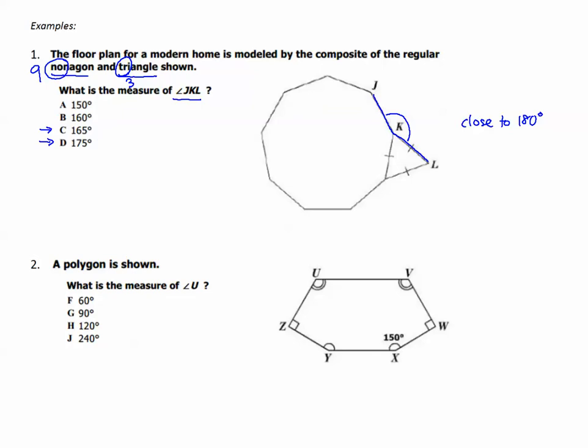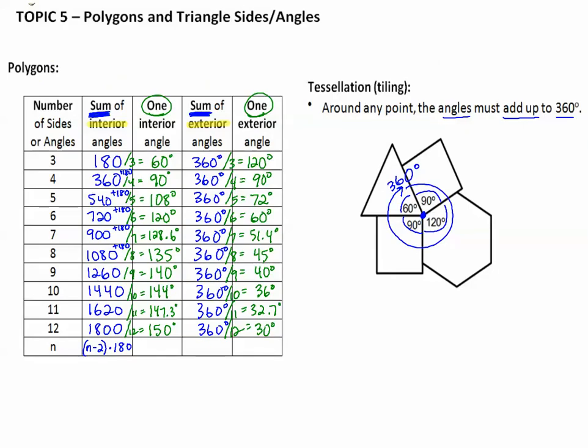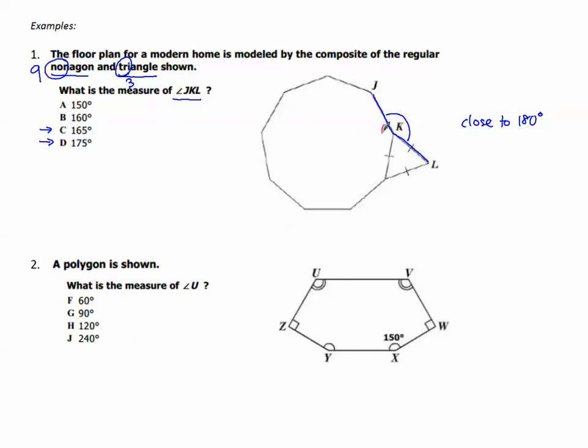Now, to do this without having to guess, let's think about that we have a nonagon. If I go back to my list at the top of my paper, nonagon, 9 sides, the interior angle is 140 degrees. So I go back to my problem and this one interior angle is 140 degrees.